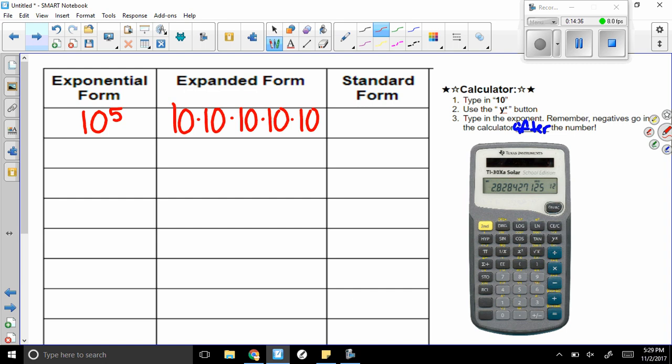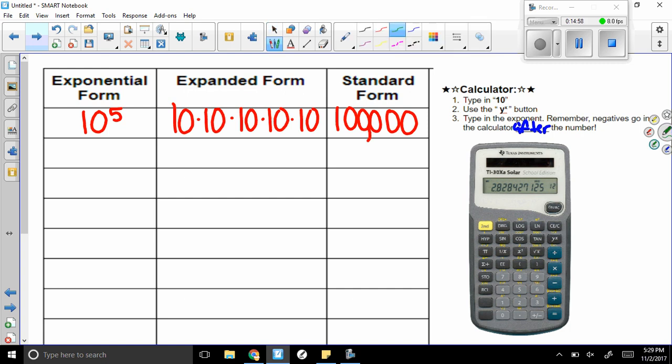Let's try typing that into the calculator. You're going to type in 10 with me, then the y to the x button, then the 5, hit equals. You are going to get a 1, and then 1, 2, 3, 4, 5 zeros there. So 10 to the 5th power is the same thing as 100,000.